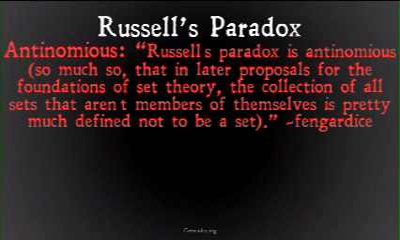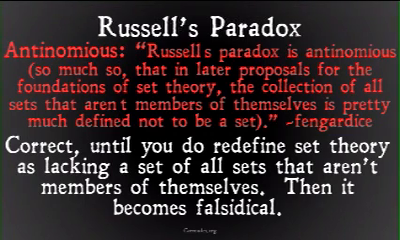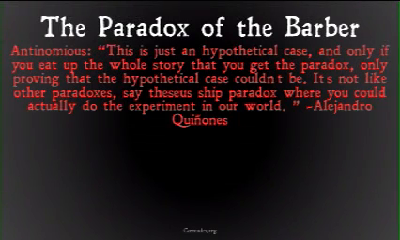Fengardai says that it is antinomious, saying that it is so antinomious that it continues to cause problems for the foundations of set theory. And this seems to me to be correct. It's antinomious at least until we are able to define set theory in such a way that we can get around Russell's paradox. You should watch my other video on Russell's paradox to get a better understanding of this problem, and then the following video on Gödel's incompleteness theorem, because even when we play with our set theory and change it around to avoid Russell's paradox, it's not going to solve all of the problems. So it seems to me that for now it's an antinomy, but if we can solve it, it might become falsidical.